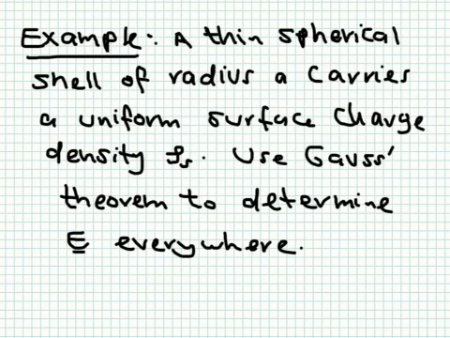Now let's see some examples on this one. We have a thin spherical shell of radius a, which carries a uniform surface charge density rho s. So it's a shell like that of an eggshell, very thin. It's carrying a surface charge density. We would like to get the field everywhere, inside and outside this shell.